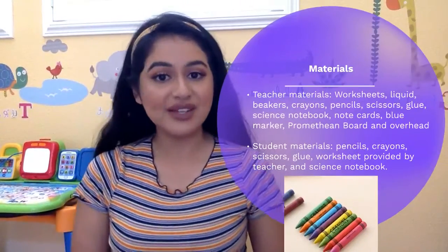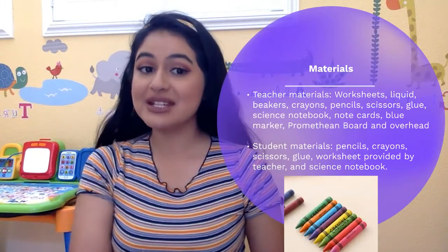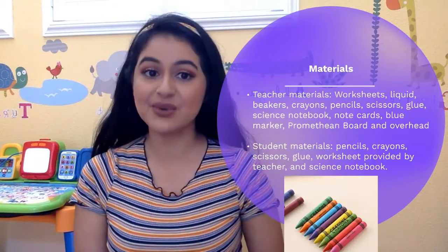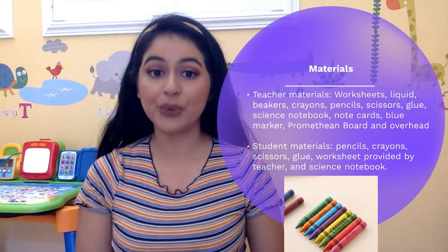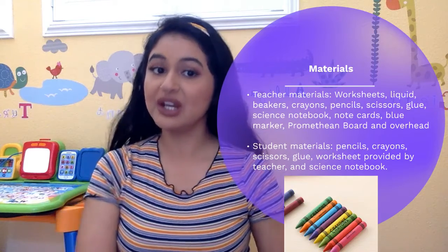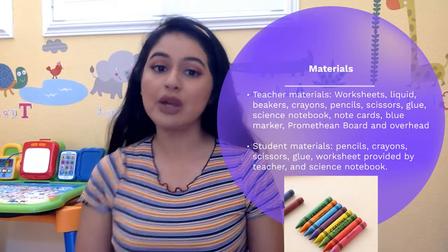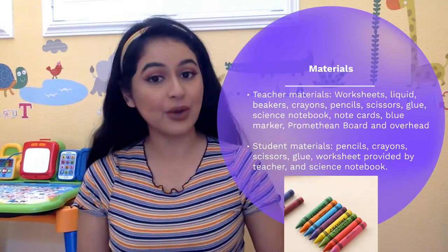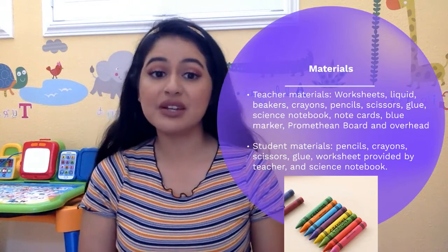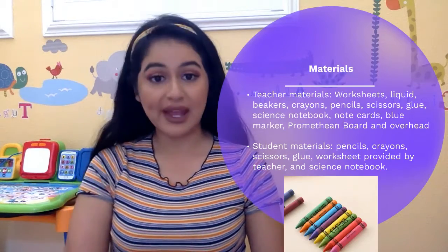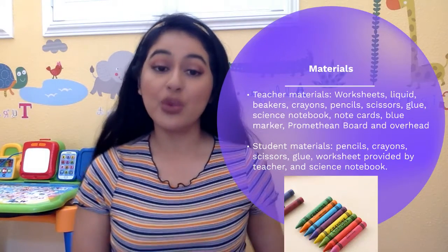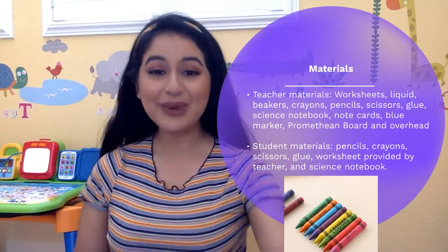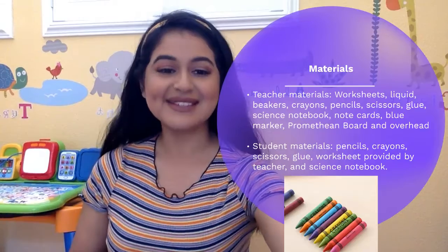Some materials that I'll be using today are worksheets, liquid, beakers, crayons, pencils, scissors, glue, my science notebook, note cards, a blue marker, and if I was inside the classroom, I would be using a Corinthian board as well as an overhead. The students' materials would be pencils, crayons, scissors, glue, the worksheets provided by the teacher, as well as their science notebooks. Okay, let's go ahead and get started.